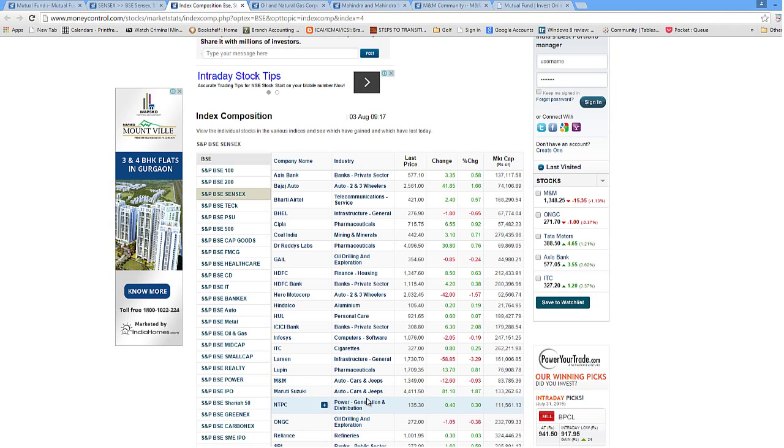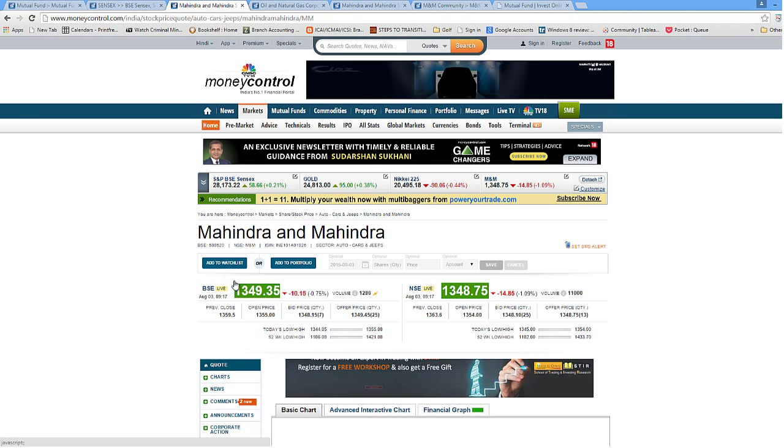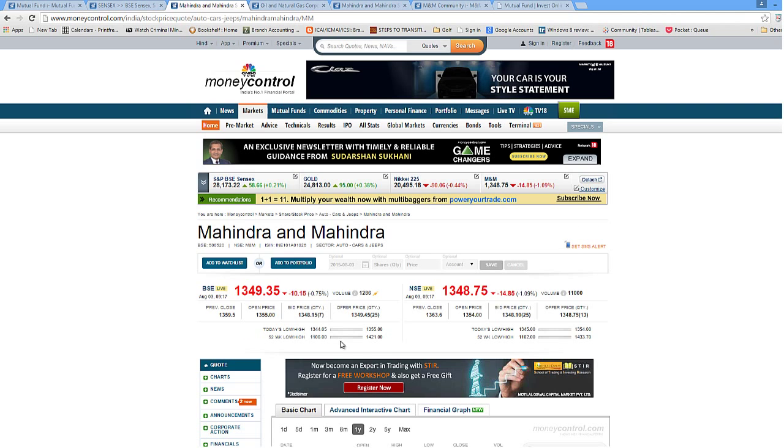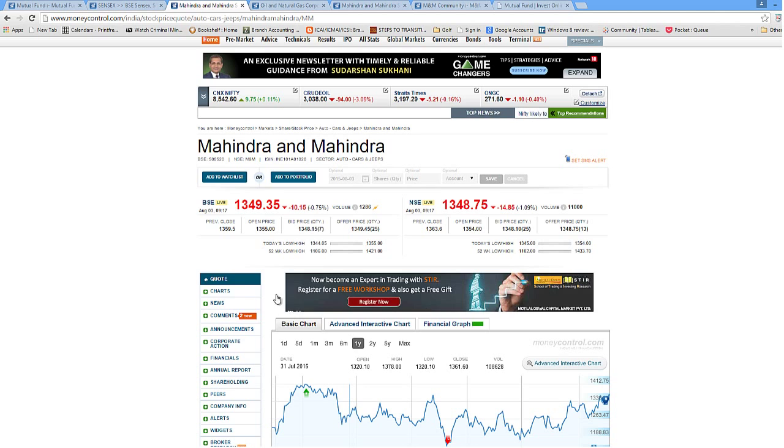Suppose I am bullish about autos and cars. When I say bullish, I mean I am very positive and I feel that this particular sector is going to do well. So in autos and cars, let me select a stock, M&M, which is Mahindra and Mahindra. Here I have the details of Mahindra and Mahindra. It is telling you what is the current price of Mahindra and Mahindra, what was the previous close and opening price, what is the bid and offer price.